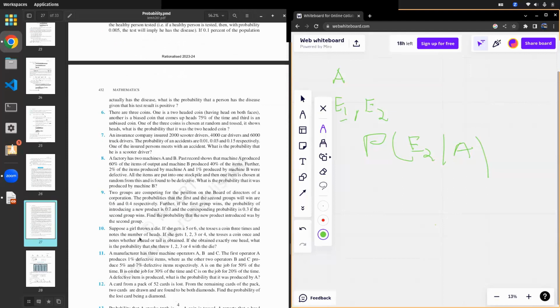Two groups are competing for the position on the board of directors of a corporation. The probabilities that the first and the second groups will win are 0.6 and 0.4 respectively. Furthermore, if the first group wins, the probability of introducing a new product is 0.7, and the corresponding probability is 0.3 if the second group wins. Find the probability that the new product introduced is by the second group.